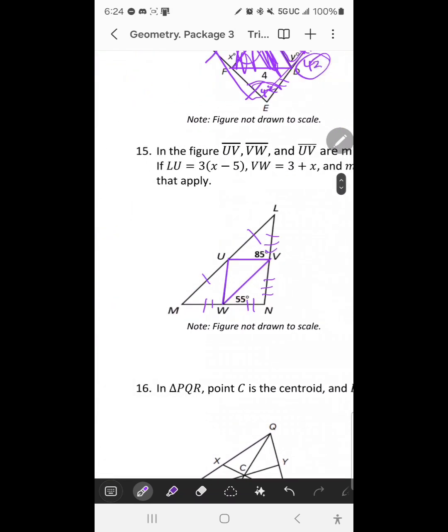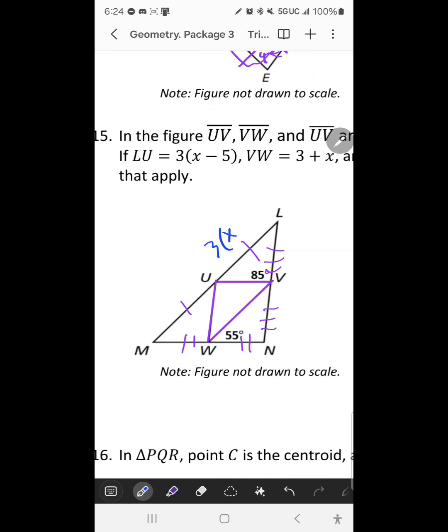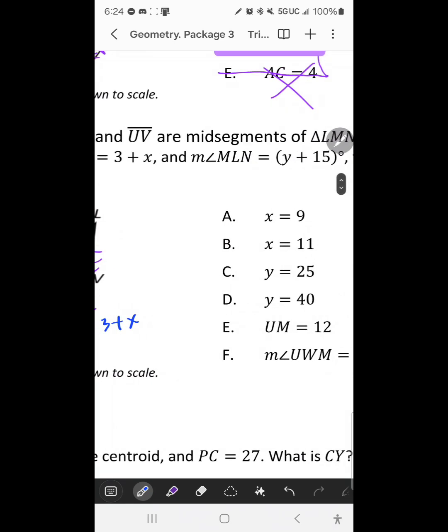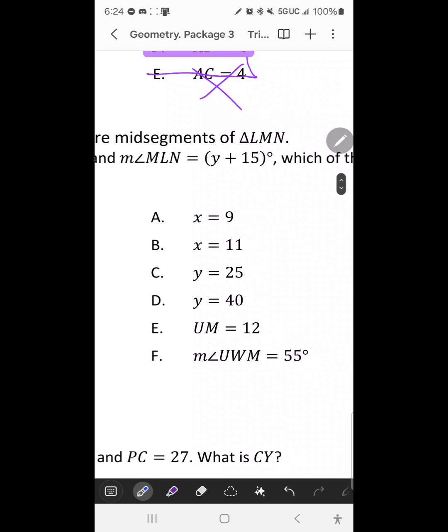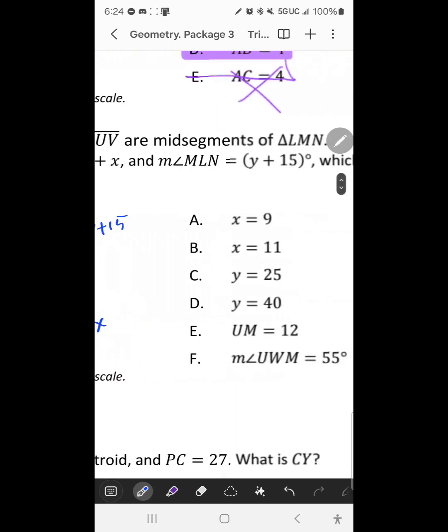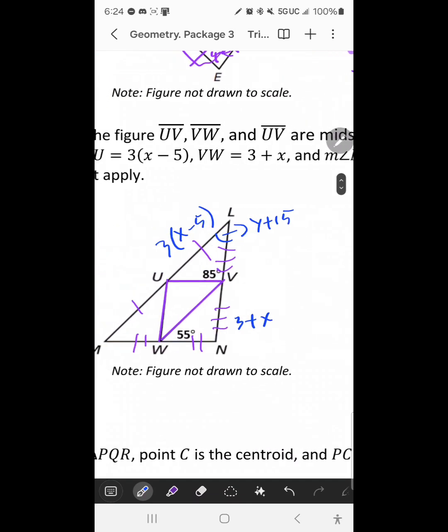So if LU equals 3x minus 5, VW equals 3 plus x, and angle MLN is y plus 15, so this angle right here is y plus 15, which of the following statements are true? Okay, first we want to know which one is x.